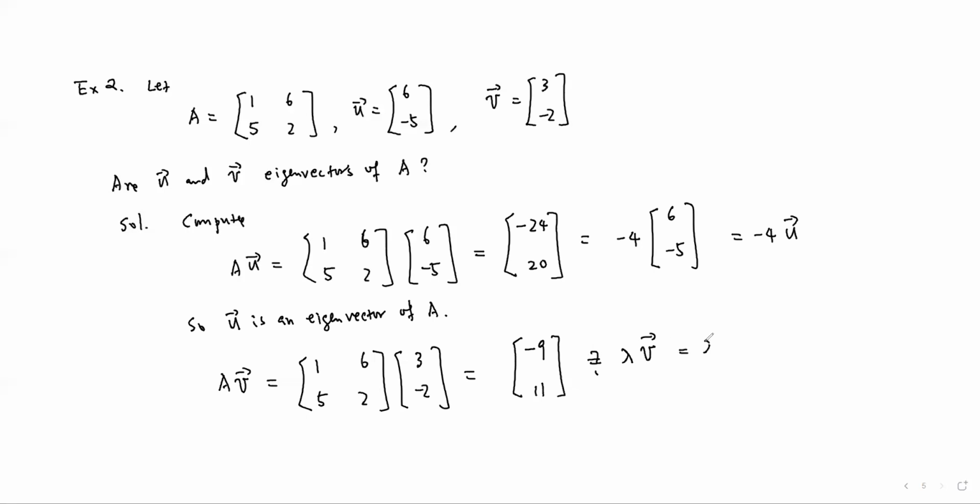Okay, vector V is (3, negative 2). Let me try to find a number. From the first entry, negative 9 is lambda times 3. Then compare with the second entry.